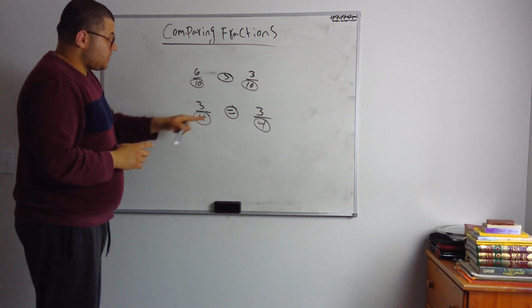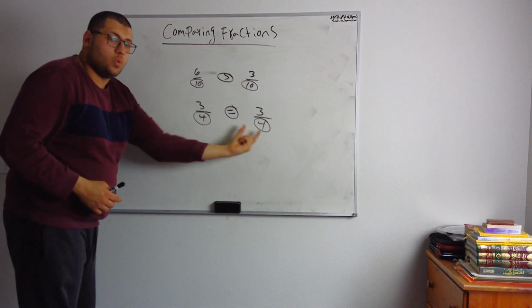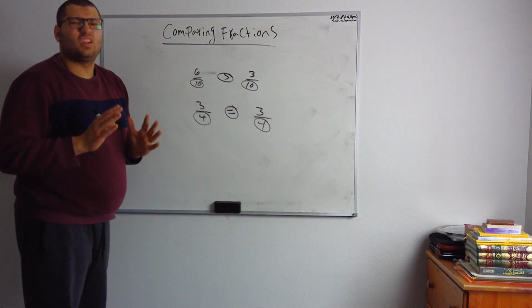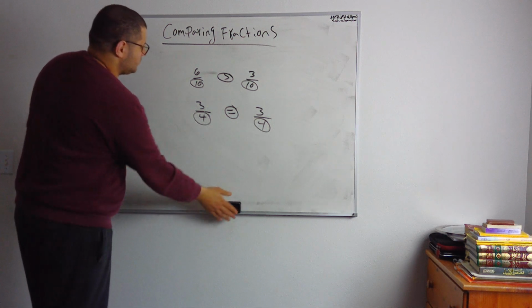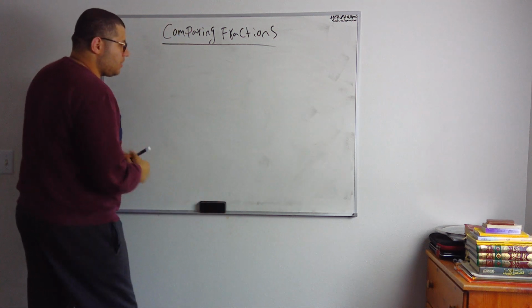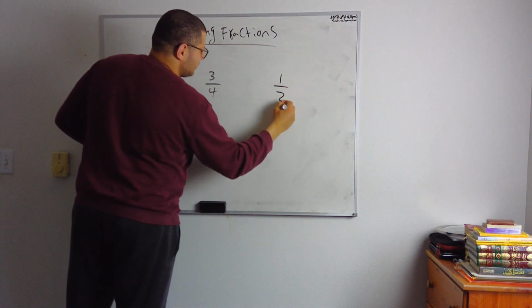Okay, guys? Now, this case is only when the what? When the denominators are equal on both fractions. How about if the denominators are not equal? They're unlike. What are we going to do? Let's look at it. How about if we know that this is 3 out of 4 and this is 1 out of 2?